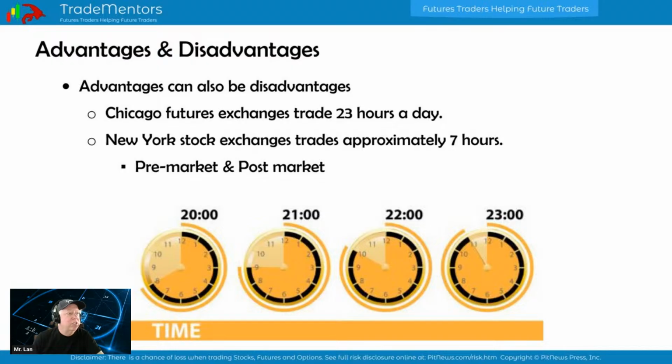Chicago Futures Exchange trades 23 hours a day. New York Stock Exchange trades approximately 7 hours a day. So if you want to trade 23 hours a day, that's pretty cool, right? You can do that over here in the futures market. And there's no pre-market or post-market session. Use your stops, use your limits, use your market orders, all at any time of the day you want. There's none of that restriction like you have in the pre-market and post-market sections in the stock market. True capitalism, last bastion of true capitalism on earth today.